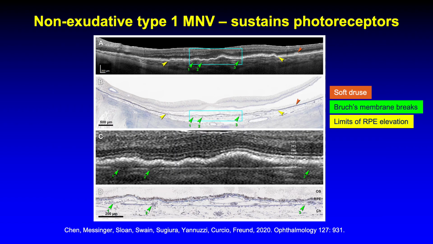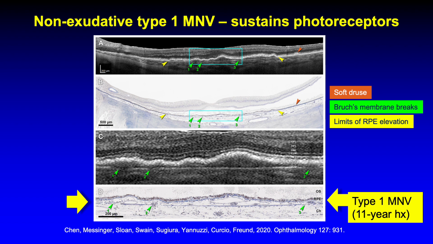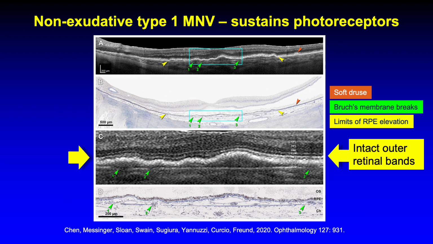The availability of OCT made it possible to see in the clinic what Shirley Sarks had described years ago. That is, neovascular complexes under the RPE that did not leak fluid. This is called non-exudative MNV. Here's a B-scan on top showing an RPE elevation. Histology showed a type 1 MNV that had stayed stable with 20/30 vision for 11 years. The overlying outer retinal bands representing the photoreceptors are intact.